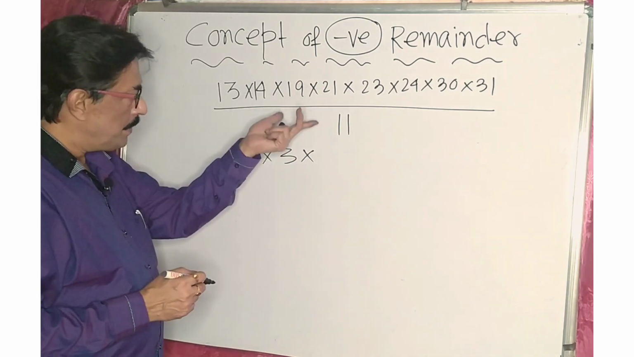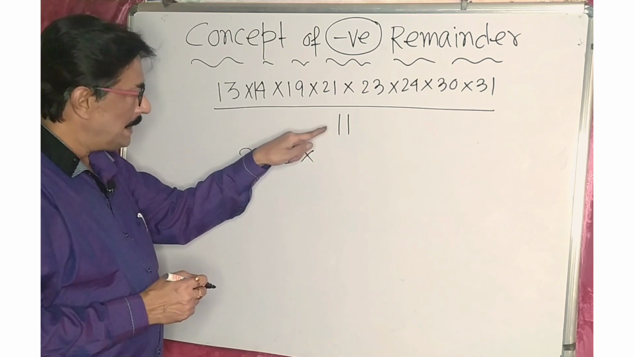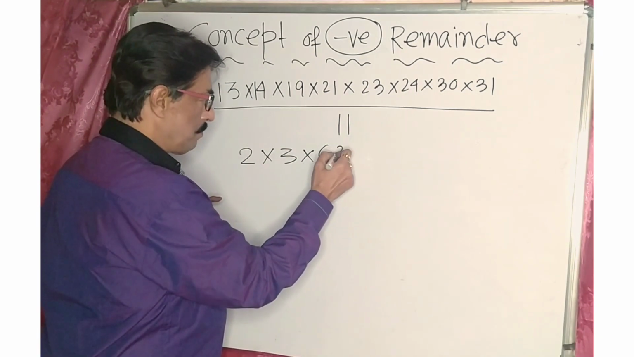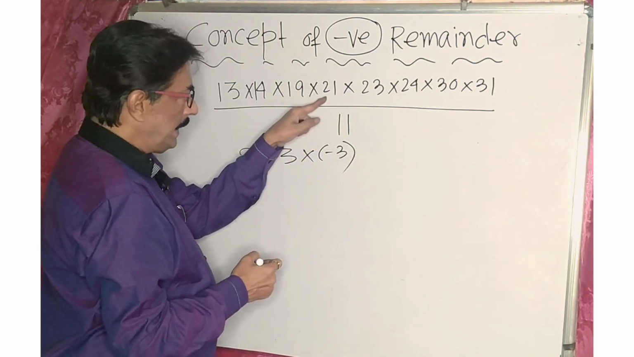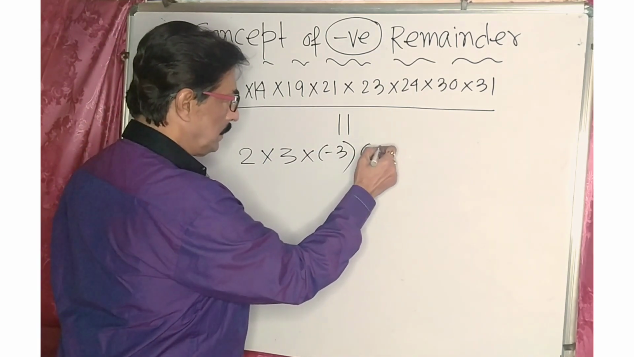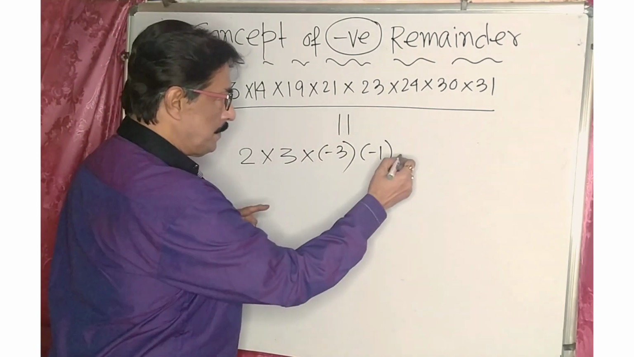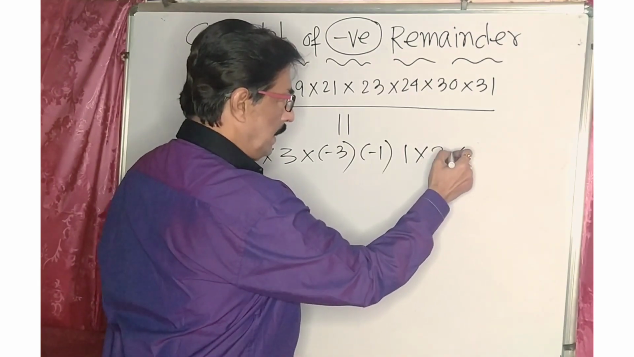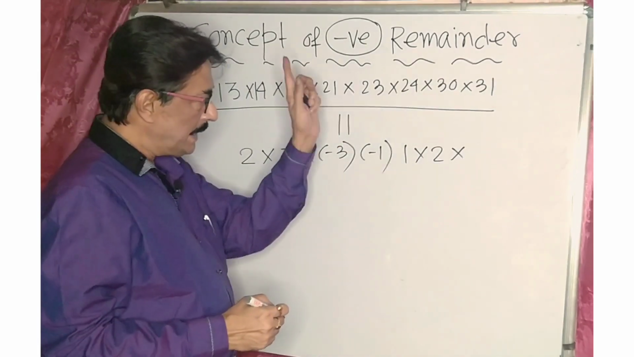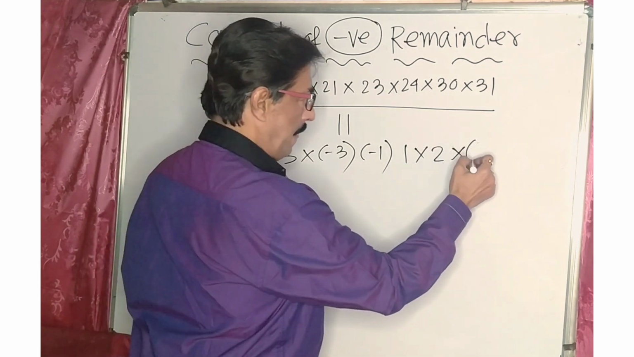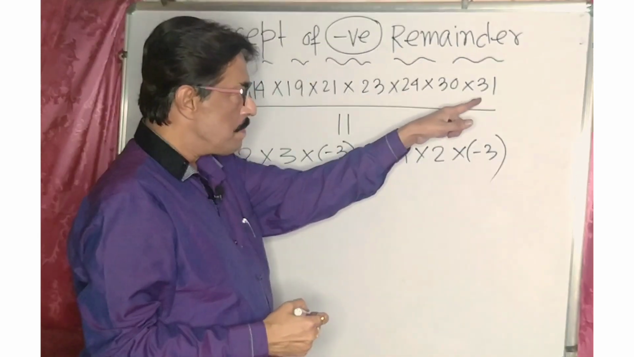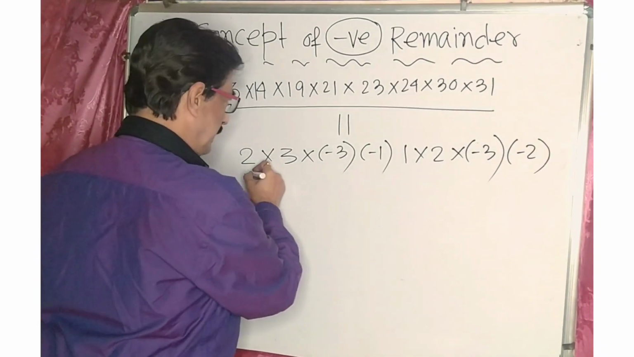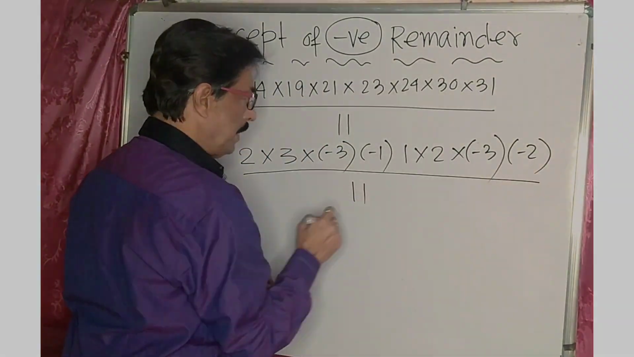Now in the case of 19, 19 by 11, if I go for the positive remainder, the remainder will be 8. But if I go for the negative remainder, 11 twos are 22. The difference between 19 and 22 is 3, so minus 3. 21 by 11, remainder is minus 1. 23 by 11, 22, remainder is plus 1. 24 by 11, remainder is plus 2. In the case of 30, if I go for the negative remainder, 33, so minus 3. For 31, if I go for the negative remainder, 33, minus 2. Your result is divided by 11 now.